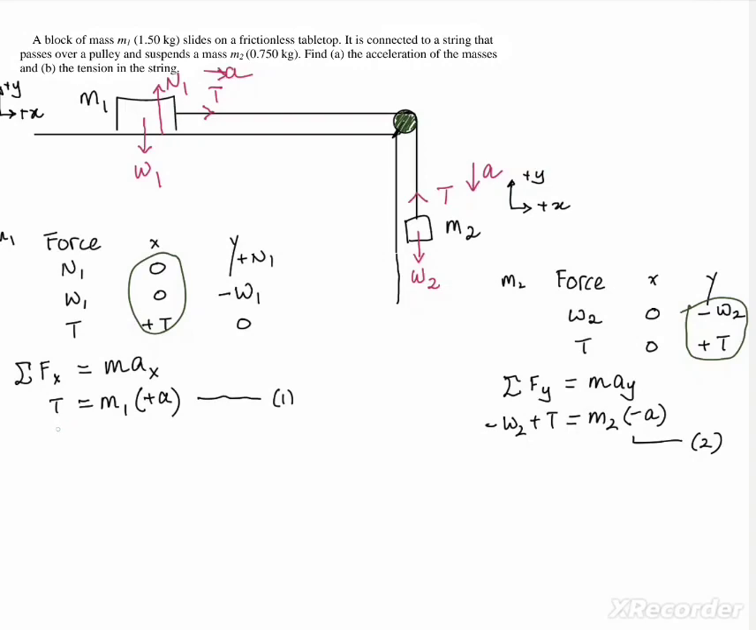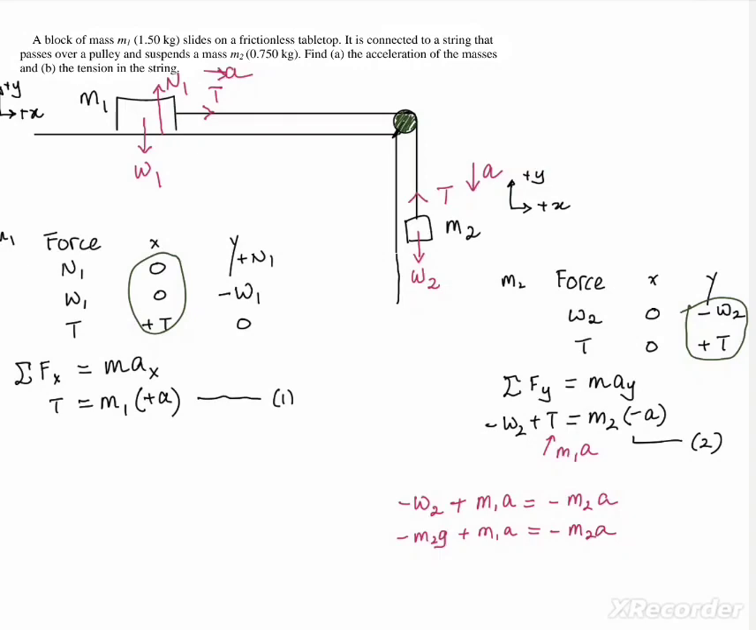So from the first equation, we know that t is m1 times a. So what we can do is for t here, we can plug in m1 times a. So that gives us negative w2 plus m1a equals negative m2a. And we know w is m times g, and this is w2, so it is negative m2g plus m1a equals negative m2a.